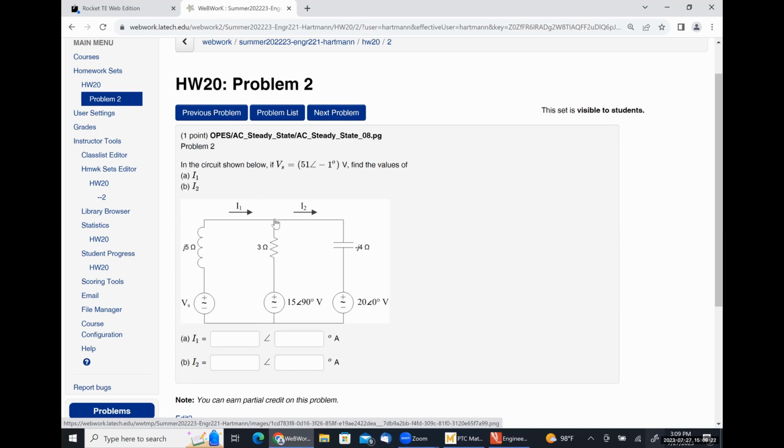Solve for that voltage. And then the current I1 would just be Vs minus that voltage over J5. And the current I2 would be this central voltage minus 20 over minus J4. So I think KCL at that top middle node is by far the easiest way to work this particular problem.